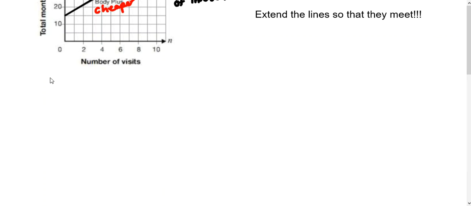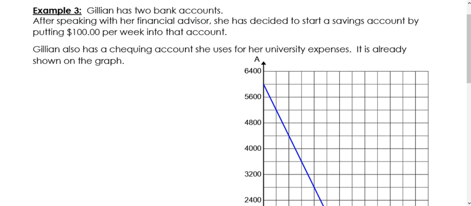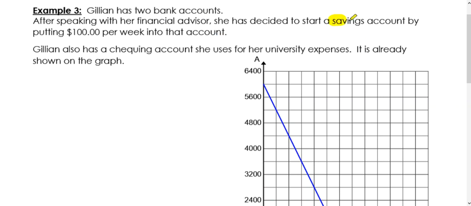Technology. Jillian has 2 bank accounts. After speaking with her financial advisor, she has decided to start a savings account by putting $100 in per week. So we know from this that she's saving by putting $100 a week in.